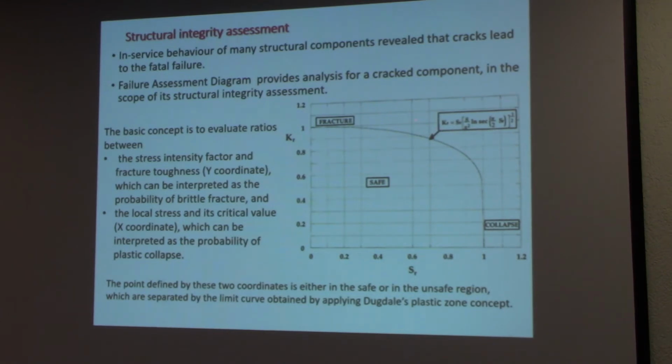Now, if we are inside, there is very simple reasoning: having a point somewhere here close to the limit line is a completely different situation than having the point somewhere here close to the 0 point. In other words, if the point is here, probability of failure is very low. If the point is here, close to the limit line, probability is very high.